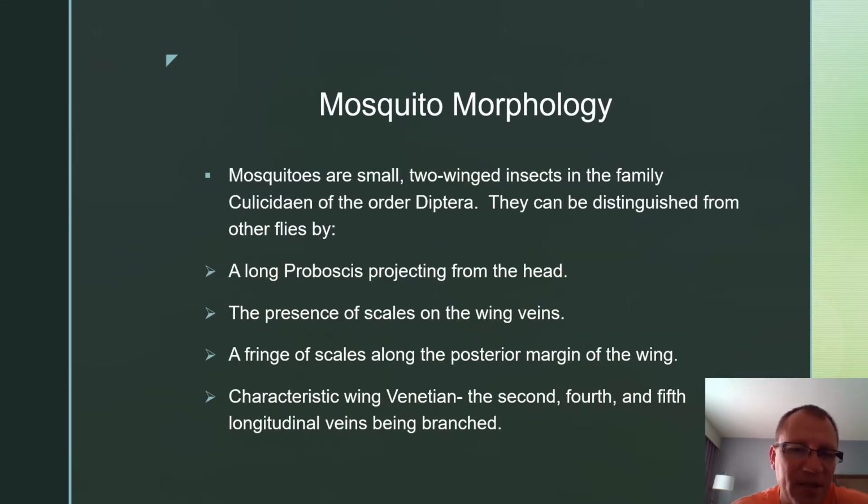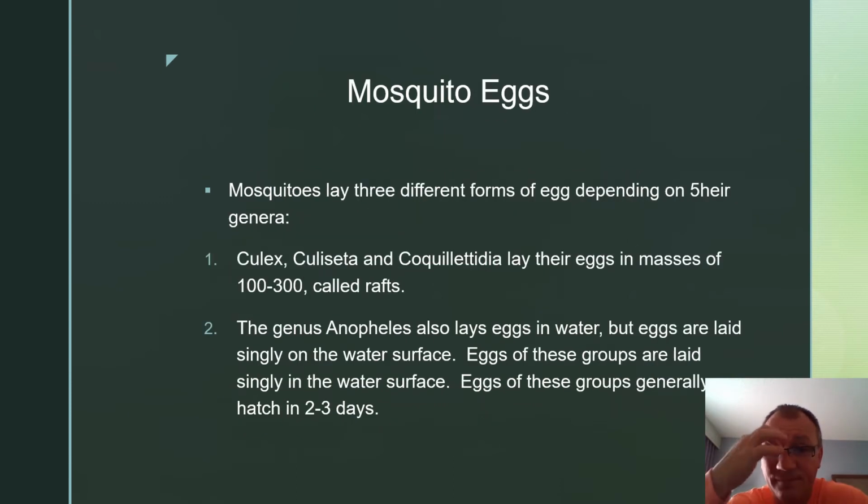Let's take a look at mosquito morphology. Mosquitoes are small, two-winged insects in the family Culicidae and the order Diptera. They can be distinguished from other flies by a long proboscis projecting from the head, the presence of scales on the wing veins, a fringe of scales along the posterior margin of the wing, and characteristic wing venation, the second, fourth, and fifth longitudinal veins being branched.